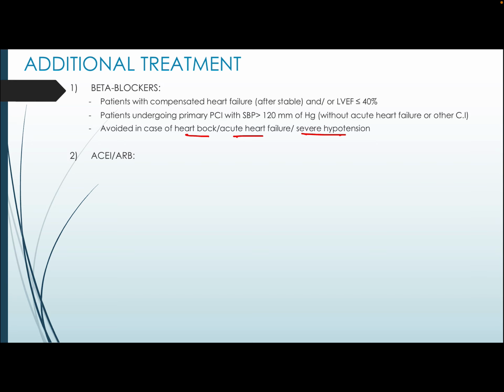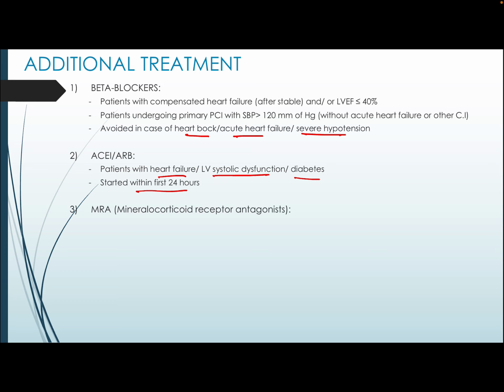The next is ACE inhibitors or ARBs. These are given for patients with heart failure or LV systolic dysfunction. Patients who have diabetes can also be given these agents. And these are usually started within the first 24 hours. And especially in heart failure, they are expected to have a good mortality reduction benefit.